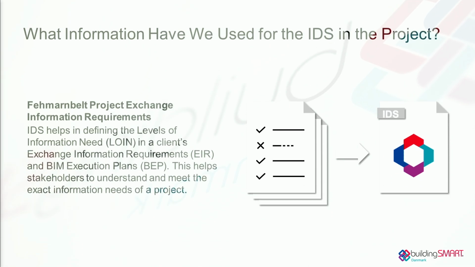So if we look at what we need to build an IDS, in this case in the Fehmarn project, we have developed the IDS based on existing exchange information requirements. Giulia will come into that later in this presentation. But we have not developed any new information requirements for this project.